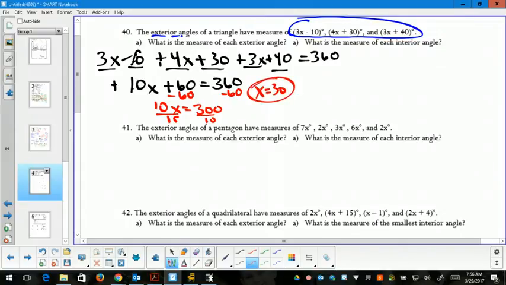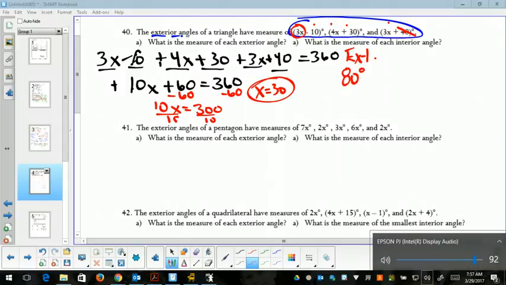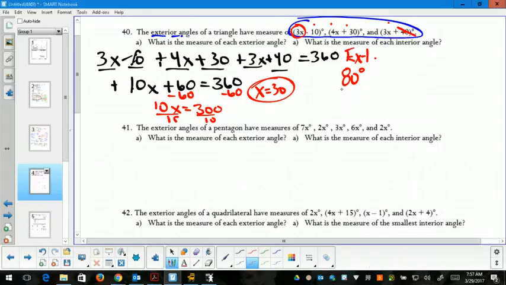Now, there's 2 parts to this question. They want the exterior angles and the interior angles. When I plug this into these expressions, which ones am I going to get? Exterior or interior? Exterior. So I'm going to make a note. These are going to be my exterior angles. 3 times 30 is 90. Minus 10 is 80. 4 times 30 is 120. Plus 30 is 150.